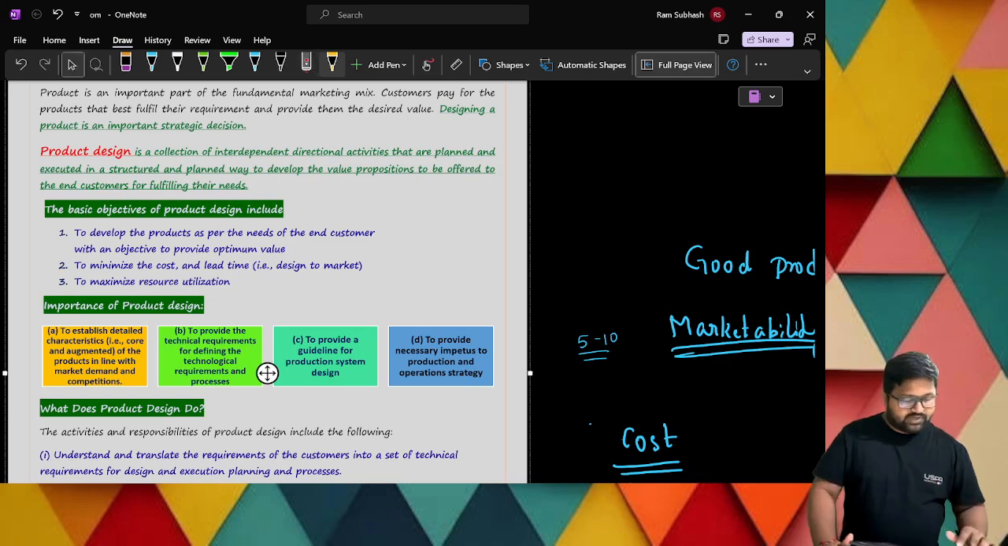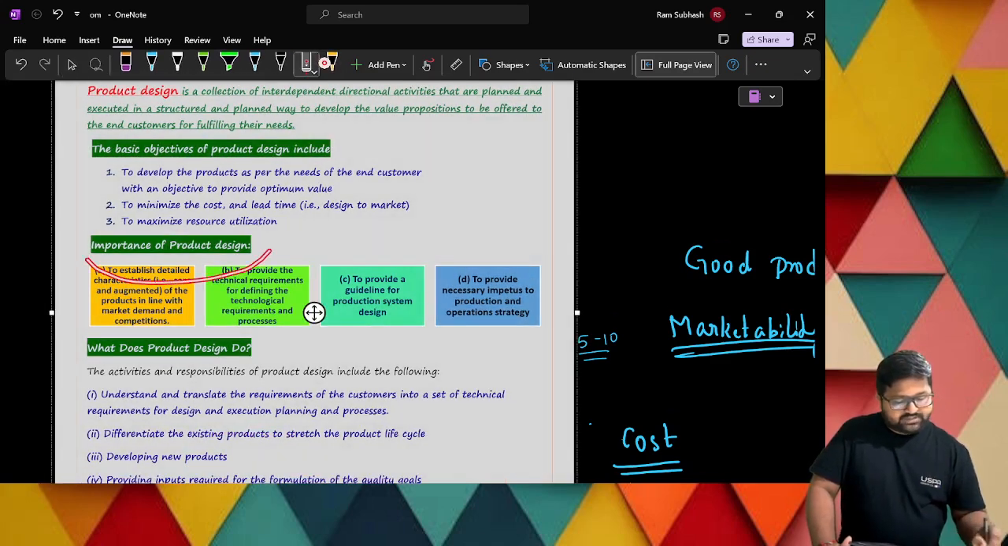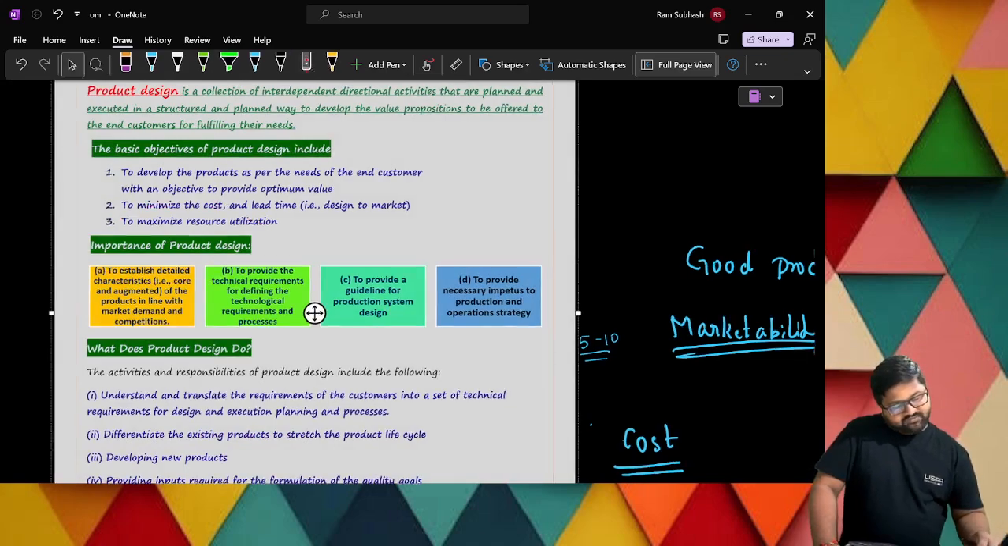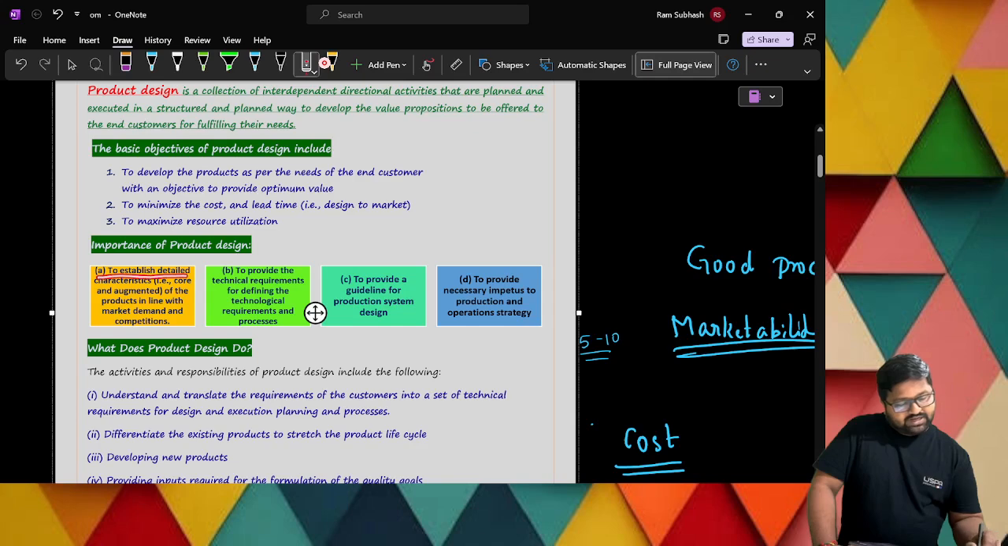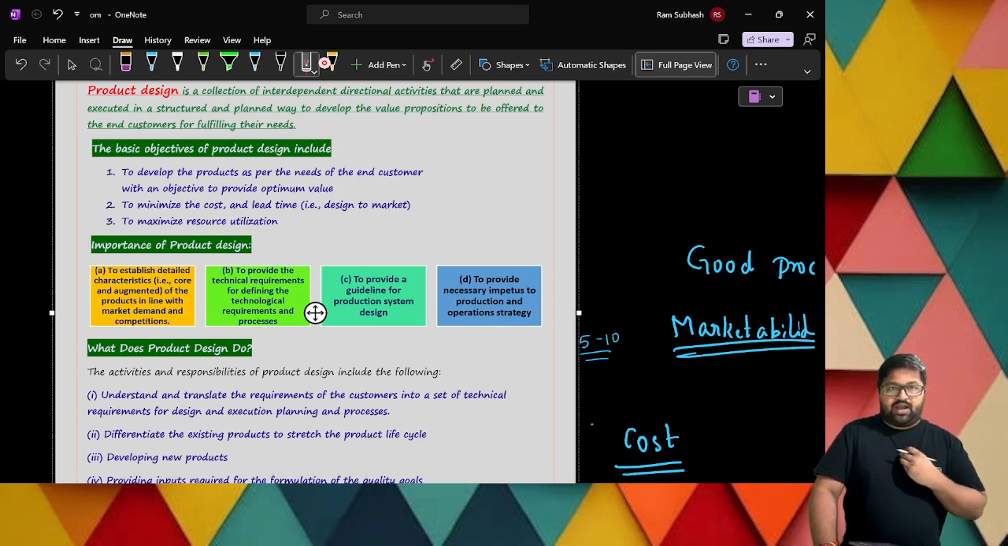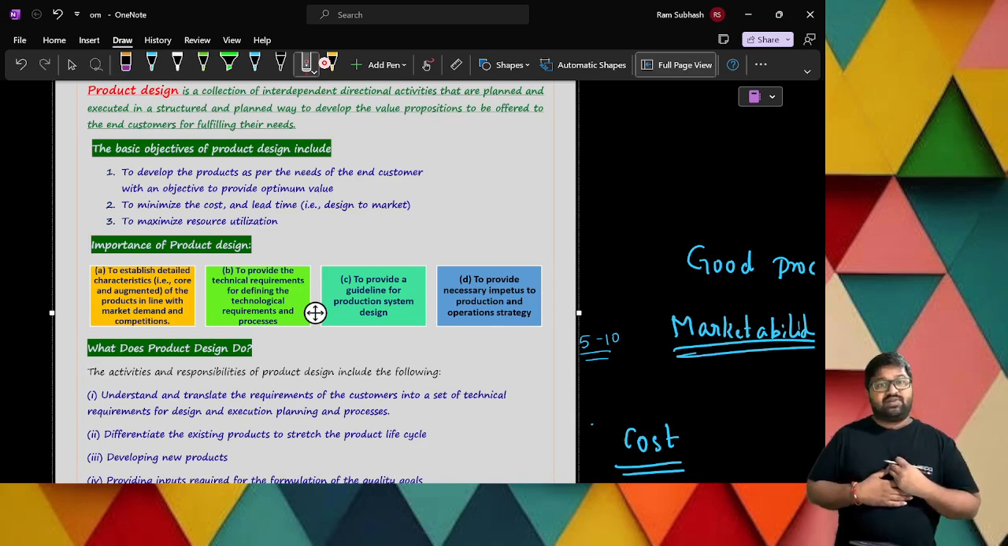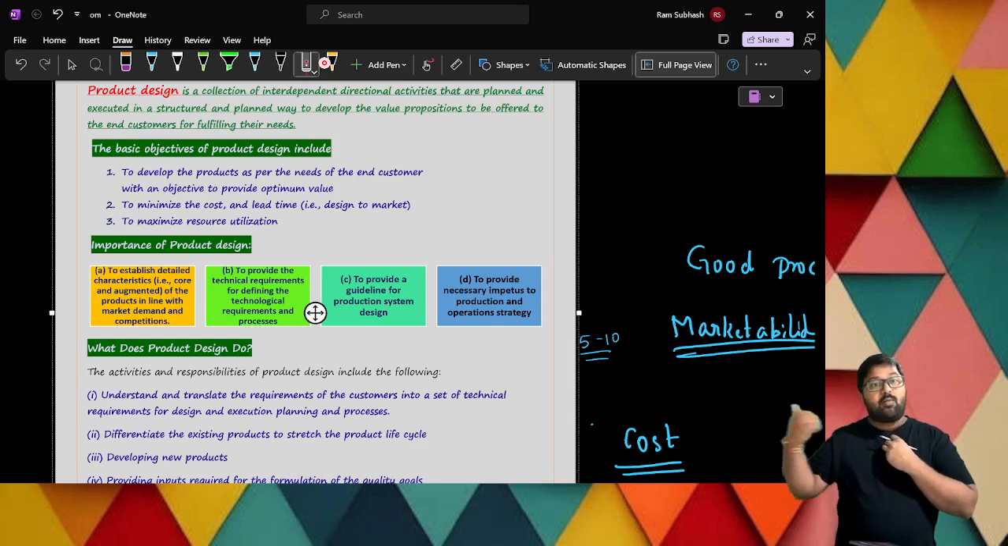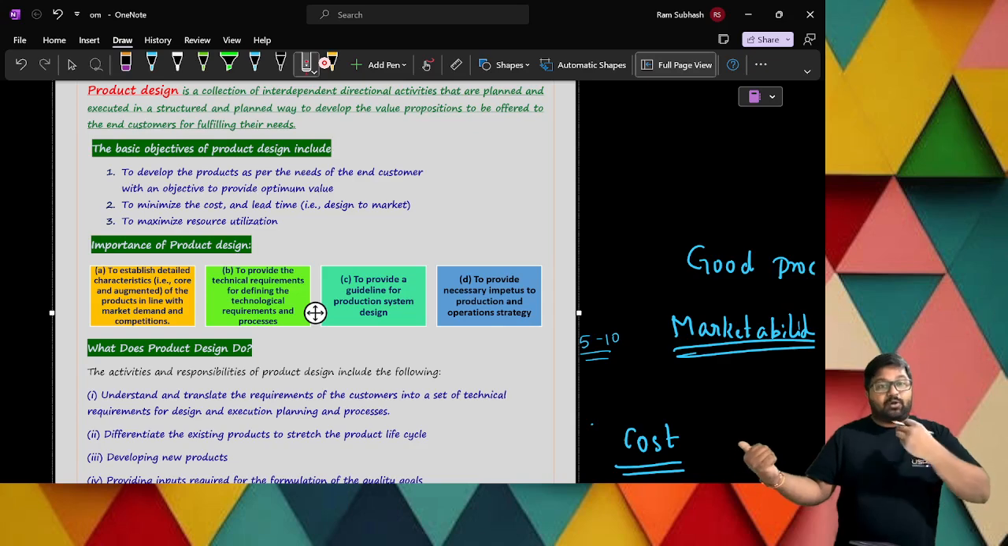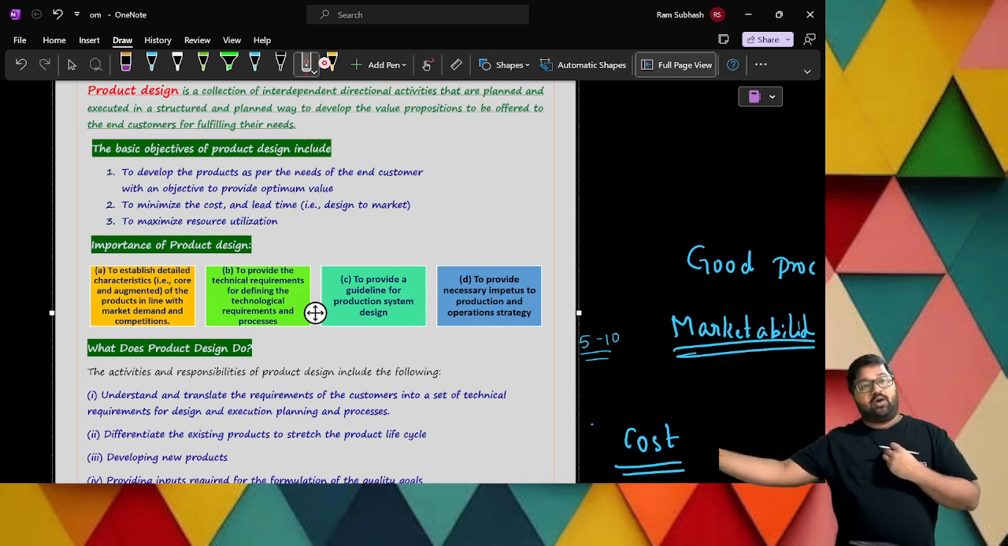Okay, next, the importance of product design. First one, to establish detailed characteristics in line with the market demands and competition. For example, I designed a product and the competitor has also designed a product. If my product has a good design and good look, the customers will be willing to buy my product, not the competitor's. If my product design is not good, they will go with the competitor's product.